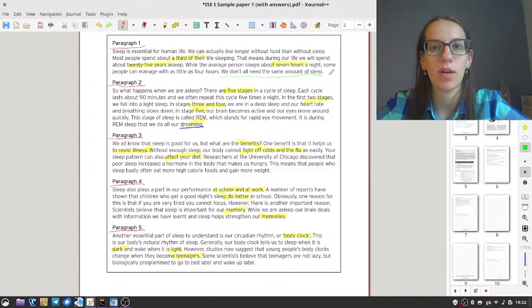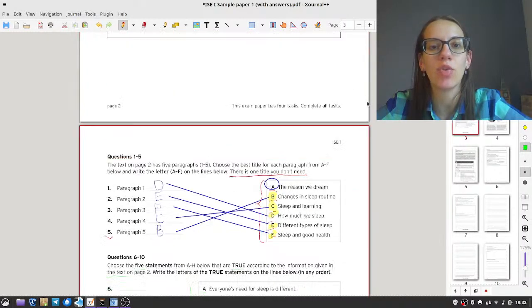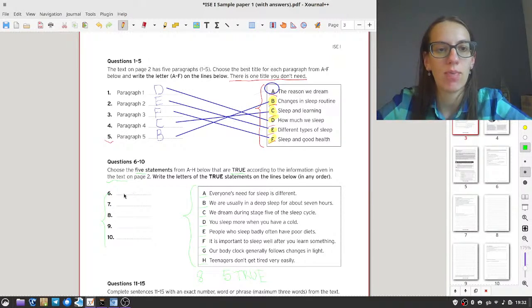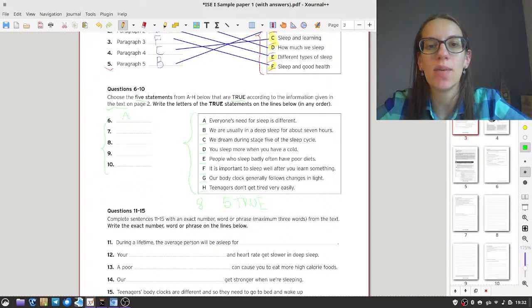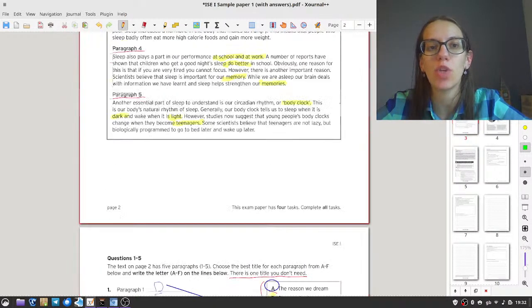So yes, you can even put the letter here to help you. Yeah, so I found some information about A, and it's the same idea. So A is true. Yeah, so I can put A here. Now let's look at B. We are usually in a deep sleep for about 7 hours. So deep sleep. First of all, we need to decide where we can find information about this. In which of the paragraphs?